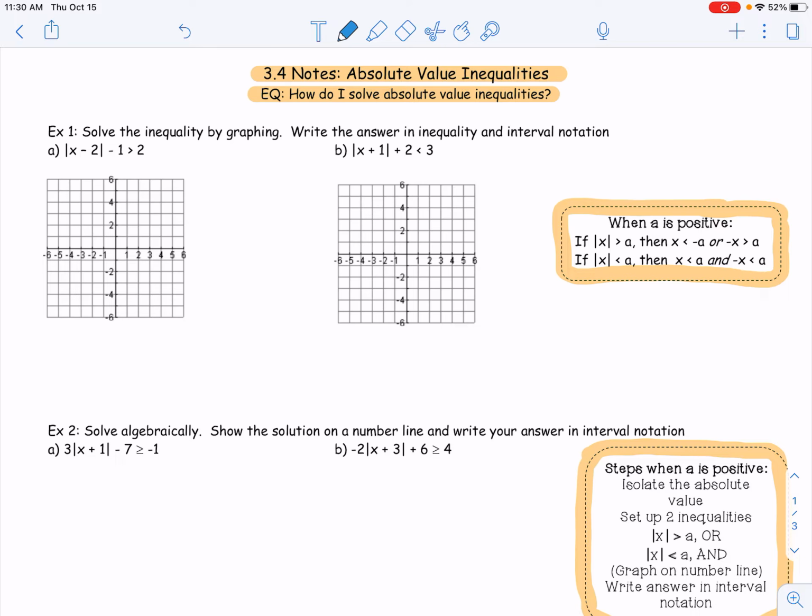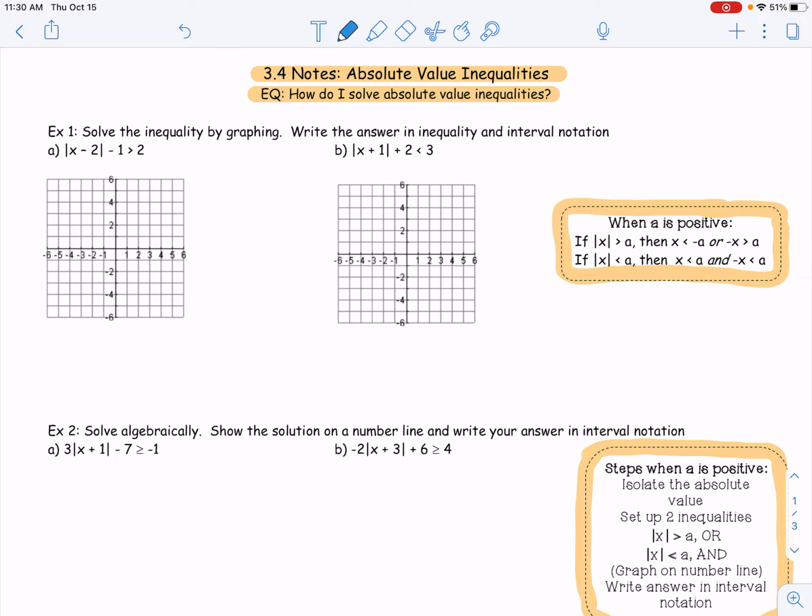We are going to be solving absolute value inequalities. So we just finished talking about how we solve those absolute value equations. So it's really going to be a similar process. Instead of an equal sign, we will see one of our inequality symbols. And so, of course, I want to start off with graphing these just so you can get a visual of what our answers are going to look like and how they're going to be set up. So we are solving the inequality by graphing, and we're going to write our answer in inequality and interval notation.